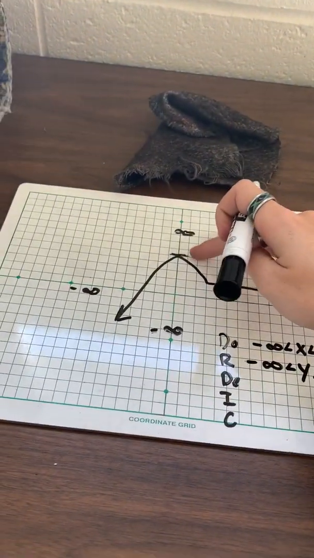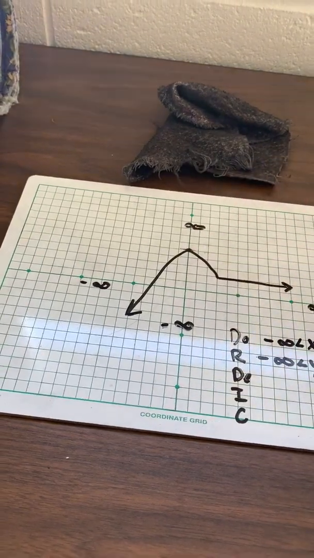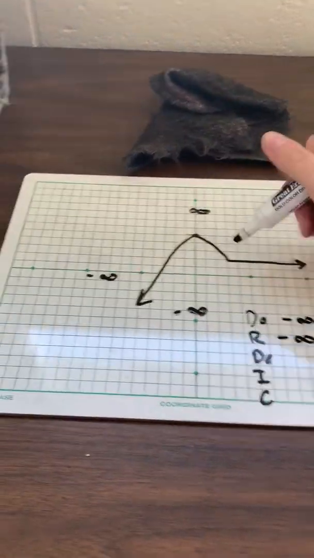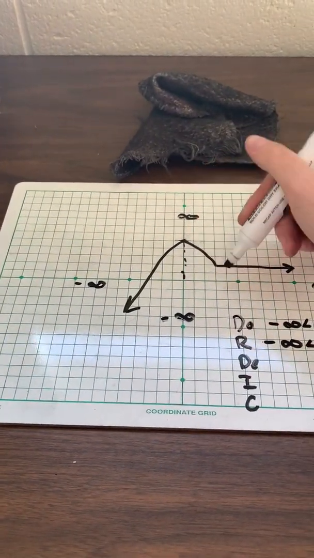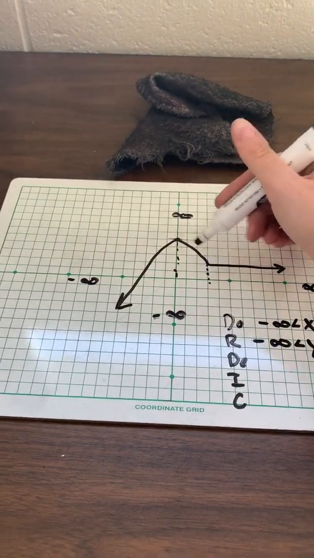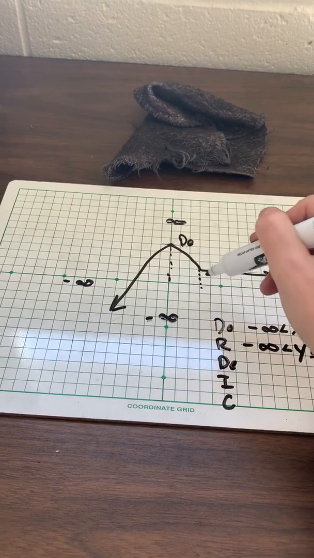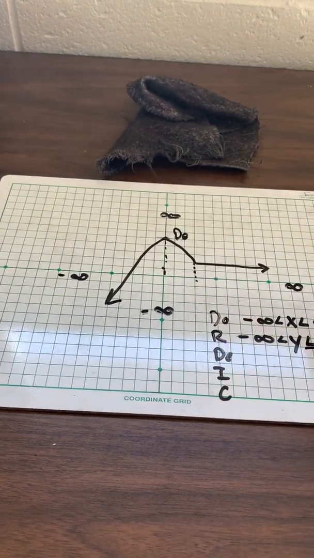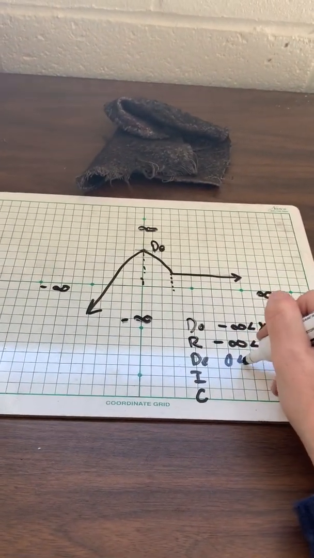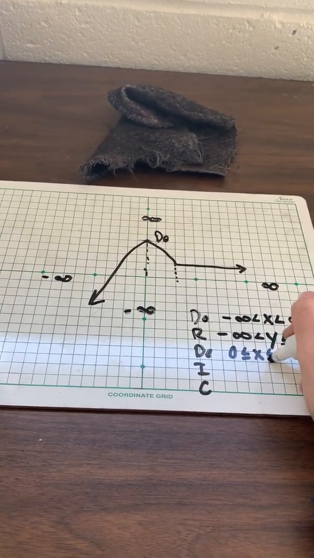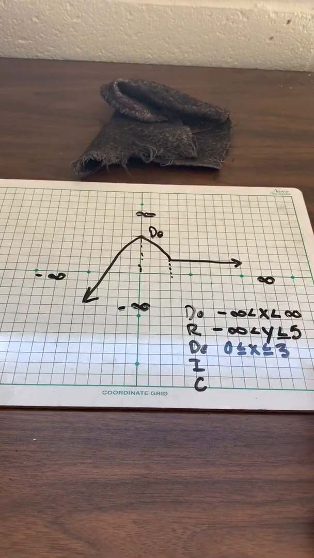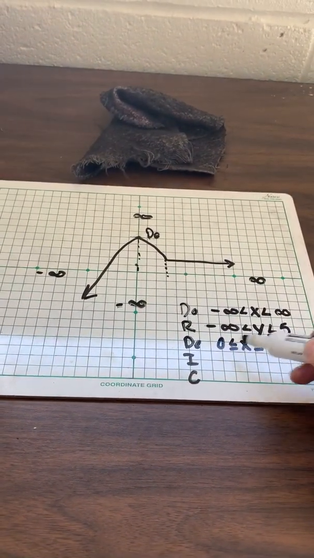Decreasing, I'm going to erase that now. We don't need that anymore. Decreasing is a section of the graph from here to here. 0 to 3. There aren't open circles on either ends. There aren't any arrows. So that's a normal looking interval. 0 to 3.